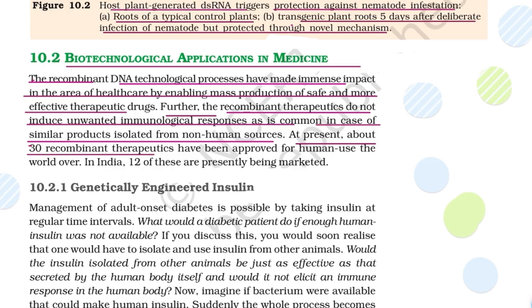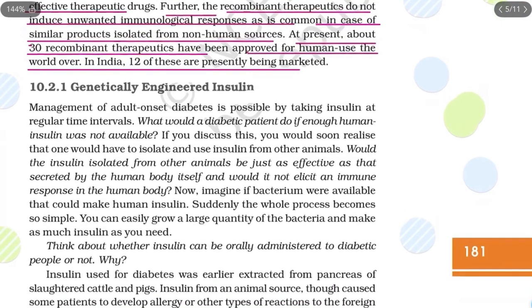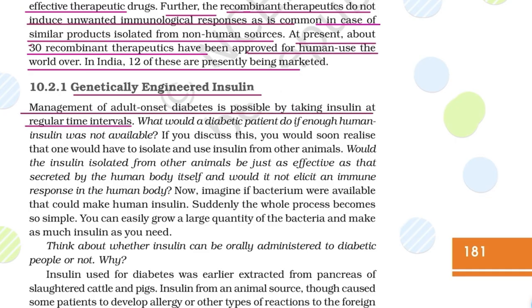At present, about 30 recombinant therapeutics have been improved for human use the world over. In India, 12 of these are presently being marketed. Genetically engineered insulin. Management of adult onset diabetes is possible by taking insulin at regular time intervals.